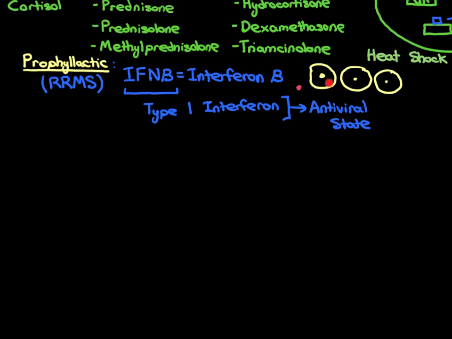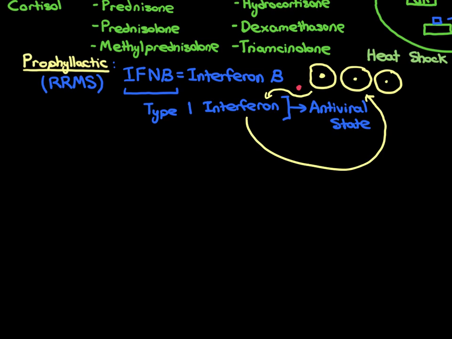What this cell can now do, the virally infected cell, it can now start releasing type 1 interferon molecules, including interferon beta. And what these molecules go and do is they go and work on the surrounding cells that have potentially not been infected by the virus yet. And they bind to receptors on the surface of the surrounding cells, and they tell those cells there's a virus about, you need to prepare.